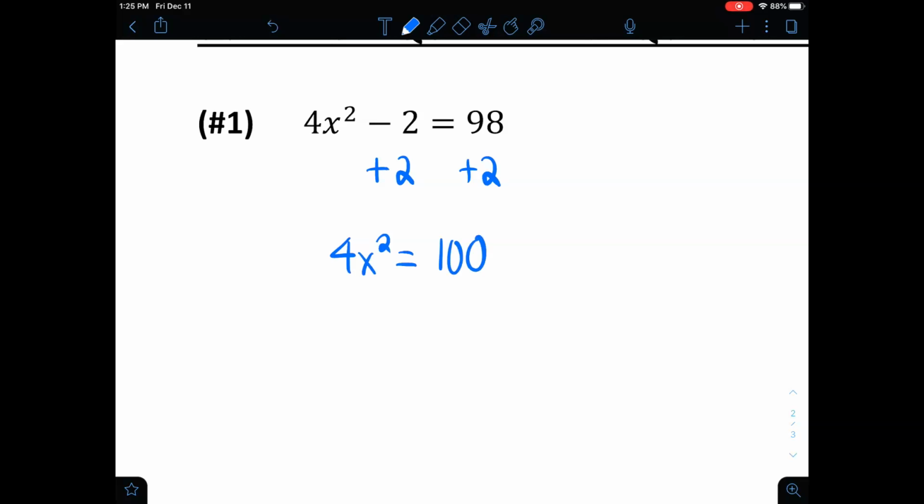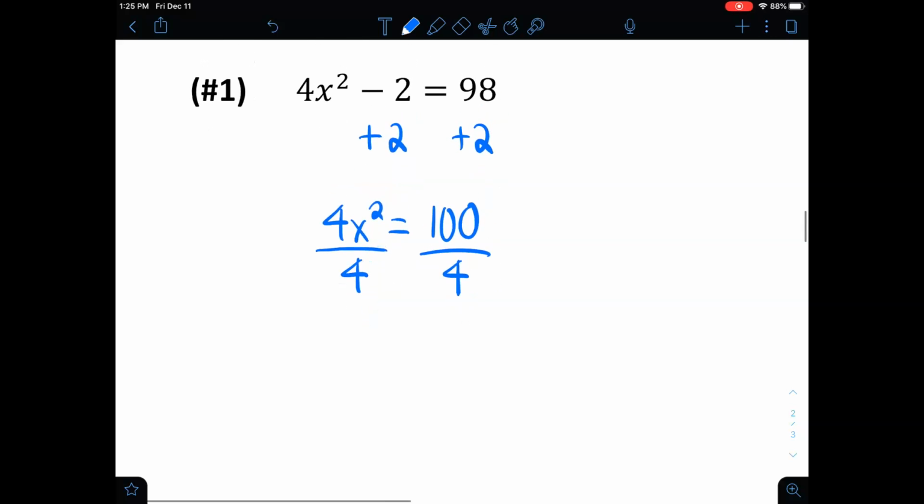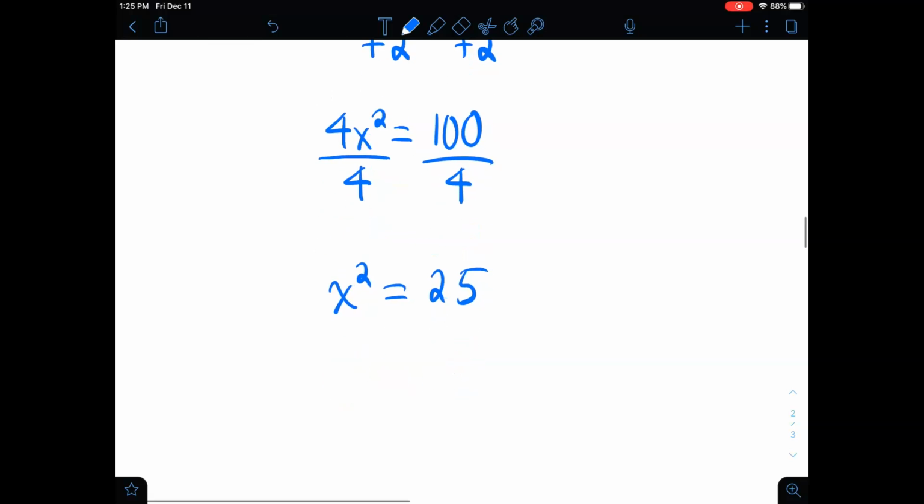All right. And now if I just had 4x equals 100, what would I do next? I would divide by 4, so that's what we're going to do next. We want to get the x squared by itself first before we do anything else. So x squared is going to equal 100 divided by 4, which is 25. Okay, now how do we undo a square?